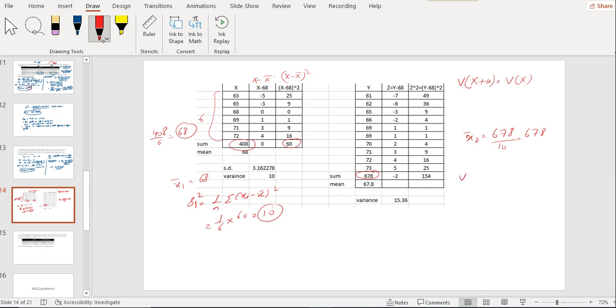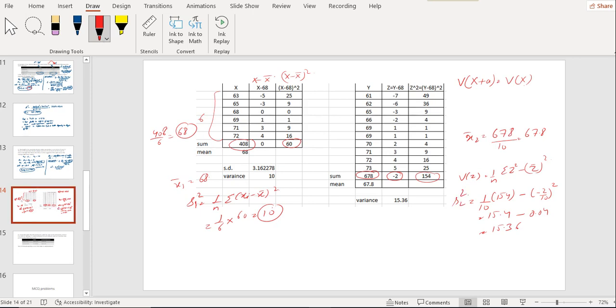So what is the formula for variance of z? This is 1 upon n summation z square minus (z bar) square. When we calculated the sum, it comes out to be minus 2. So the formula is 1 by 10 into 154 minus (2 by 10) square, so its value is 15.4, and 0.2 square is 0.04, so the answer is 15.36. So this is the variance S2 square, and this is the variance S1 square.